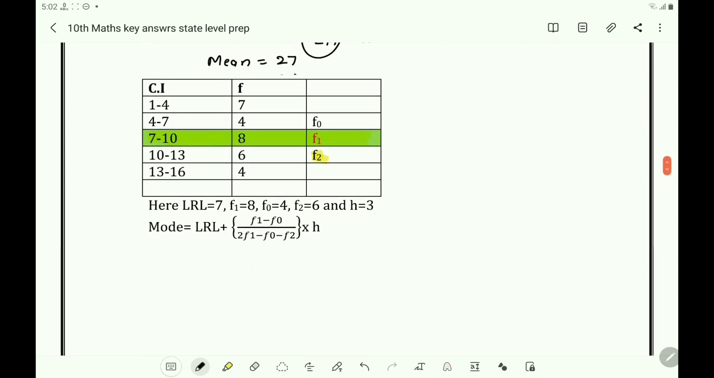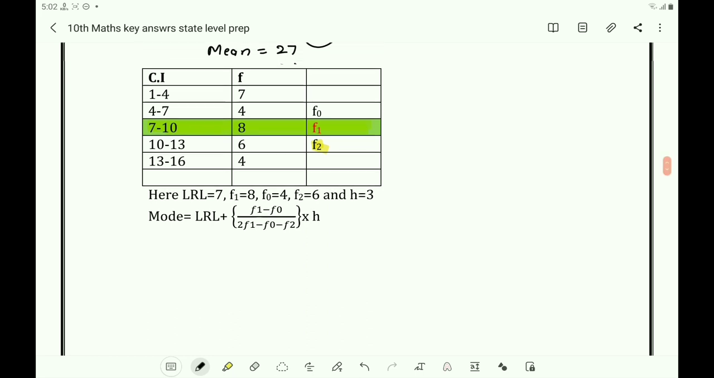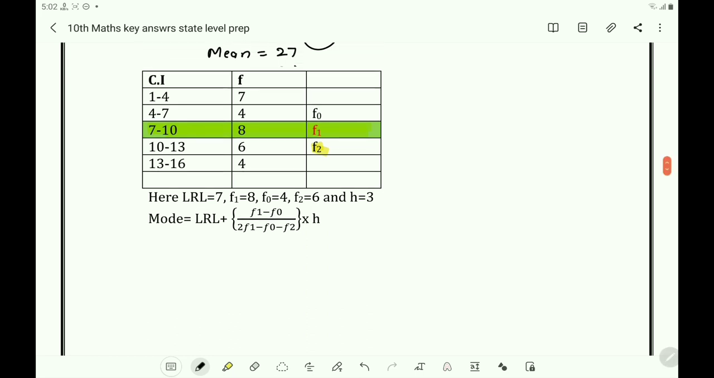Then the next question. Mode. While calculating the mode, you must find out the highest frequency. Here, which is the highest frequency? 7 is there, 4 is there, 8 is there, 6 is there, again 4 is there. Which is highest here? Here you can verify that 8 is the highest frequency. So it is the frequency of the class 7-10. Therefore it is the modal class. 7-10 is the modal class.